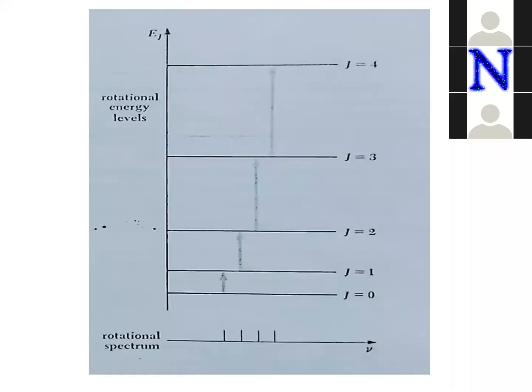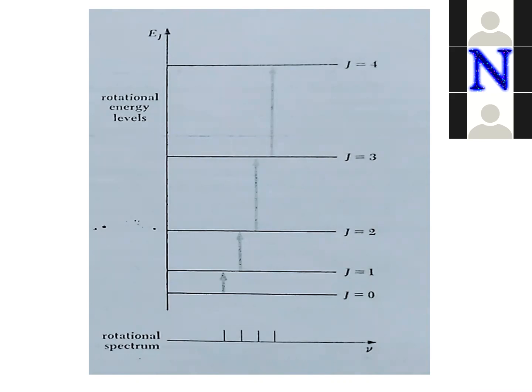And please observe here, whatever I have shown here, there are certain transition vertical lines. These are the absorption lines. So a molecule can, look, one line here: J is equal to 0 and J is equal to 1. So if it jumps from J is equal to 0 to J is equal to 1, that is the first absorption line.